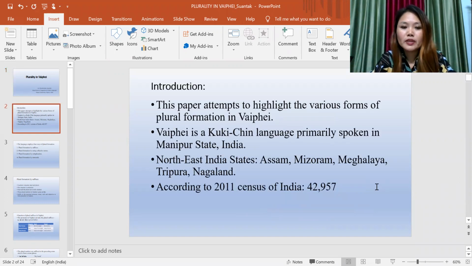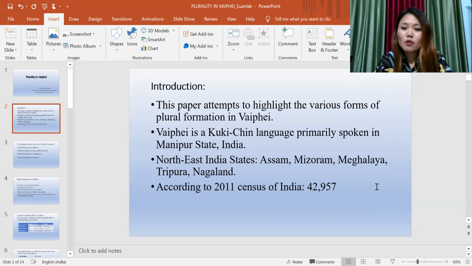Before going into the main topic, I would like to give a brief introduction of the language background of Vaiphei. Vaiphei is a lesser known language in the linguistic world, since not much linguistic work has been carried out in the language. In regards to the language family, Vaiphei is a Kuki-Chin language belonging to the Tibeto-Burman language family. Vaiphei is primarily spoken in Manipur State, India. The majority of Vaiphei speakers are concentrated in the southern part of Manipur.